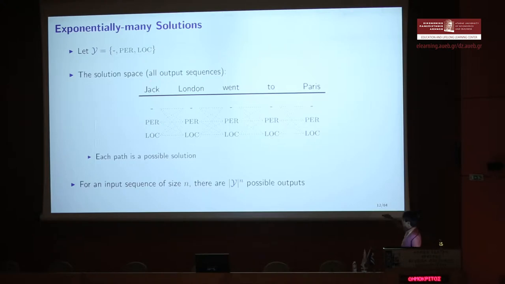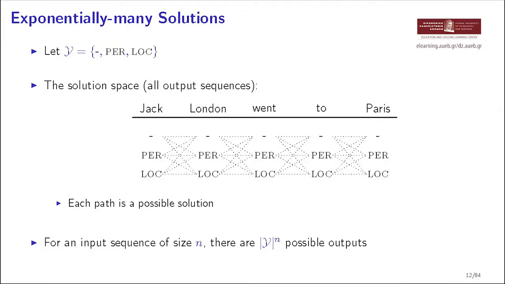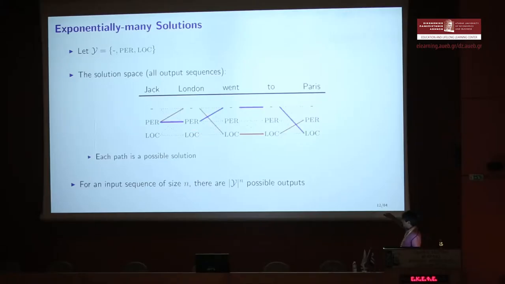So if this is the input, I can put all the possible values for Jack, all the possible values for London, all the possible values for when, and so on. And so any path here is a possible solution, right? So for example, the blue path, which happens to be the one we would say is the correct one, is an assignment of a person to Jack, person to London, then it moves to nothing.